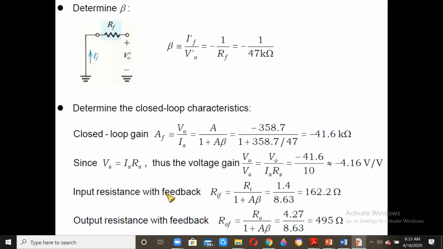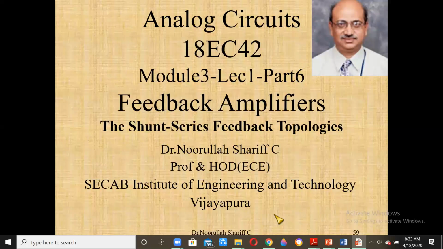Now the input resistance with feedback will be RIF equal to Ri by 1 plus A beta. Ri we know, 1.4 kilo ohm, divided by 8.63. That will give us 162.2. Similarly, the output resistance with feedback for the shunt-shunt type of amplifier will be R0 divided by 1 plus A beta. That is 4.27, which we have found, divided by 8.63. That will give us 495 ohms. So with this, we come to the end of this lecture. Thank you.